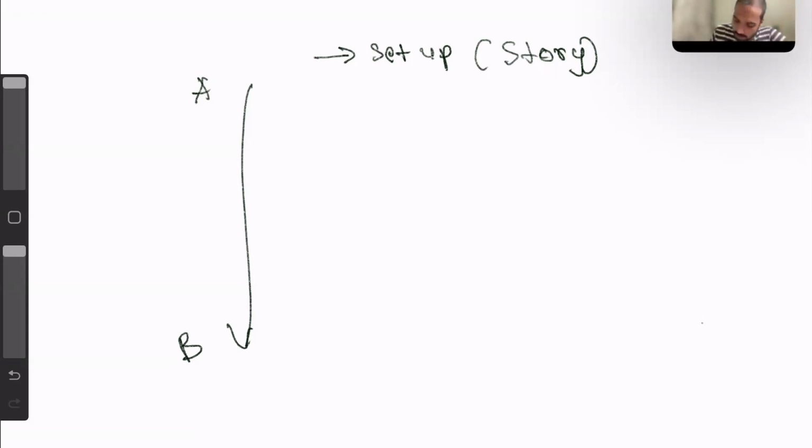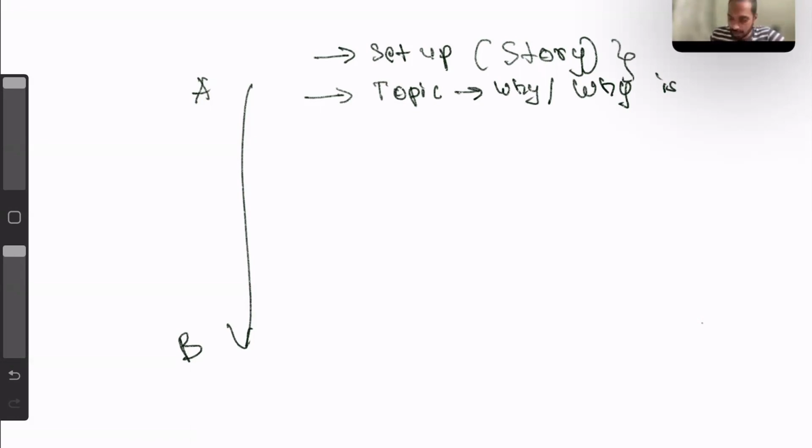Now, when the setup is complete, when the introductory story is done, you want to slowly get the people into this topic. So you have to talk about this topic. You have to talk about why this topic is important and stuff like that. Of course, it goes without saying that there needs to be a strong connection between these two. The story that you put in and the topic should flow smoothly. It shouldn't be abrupt.